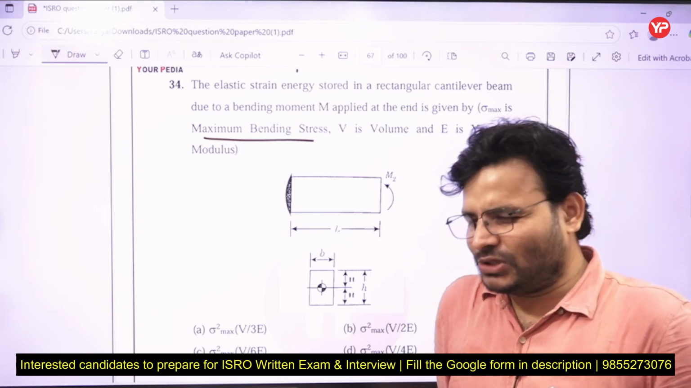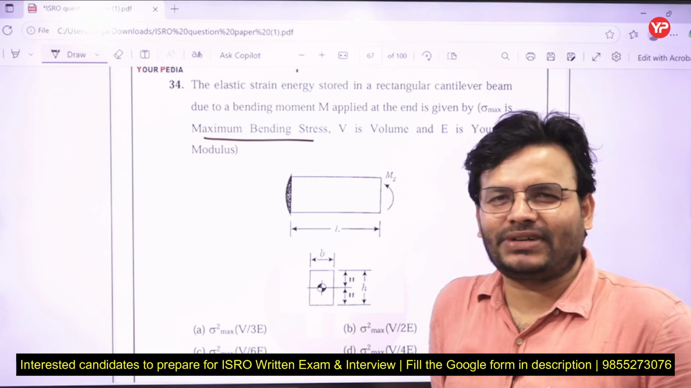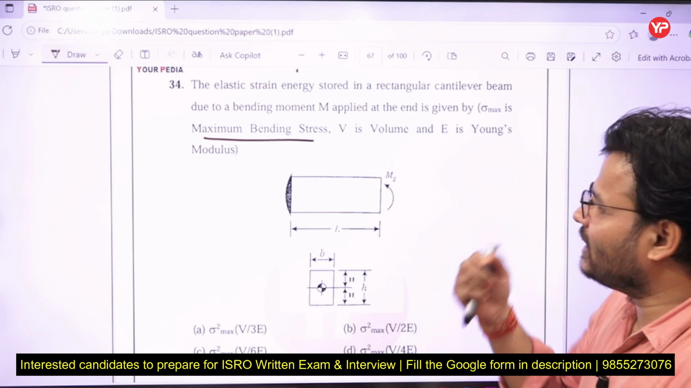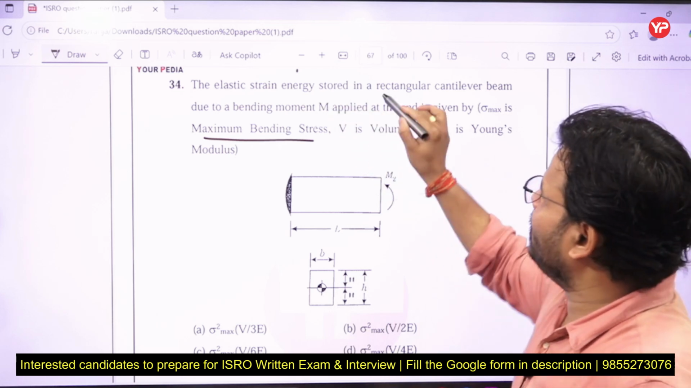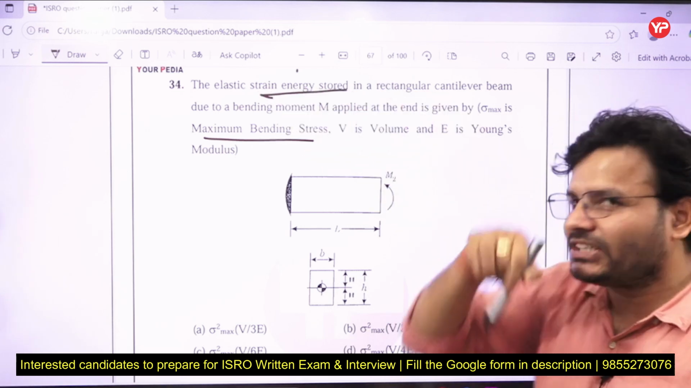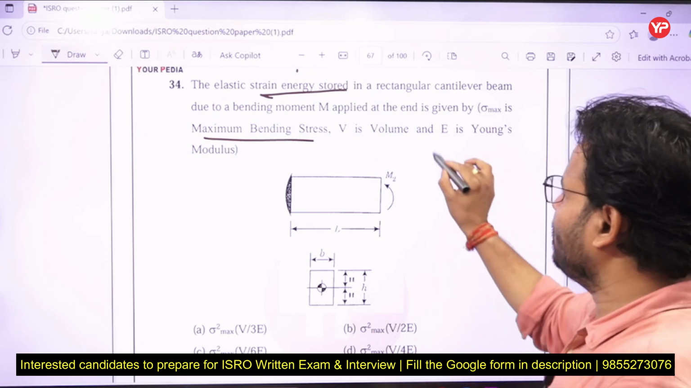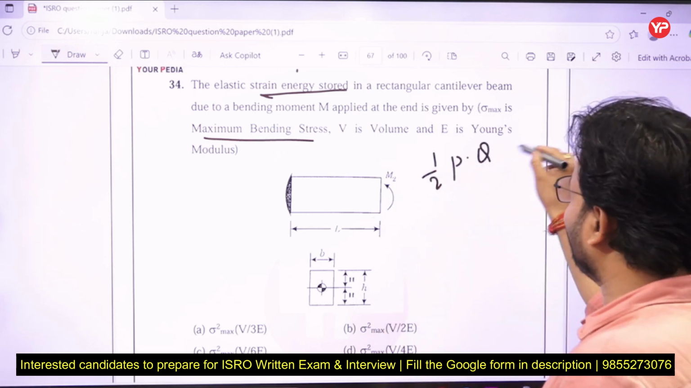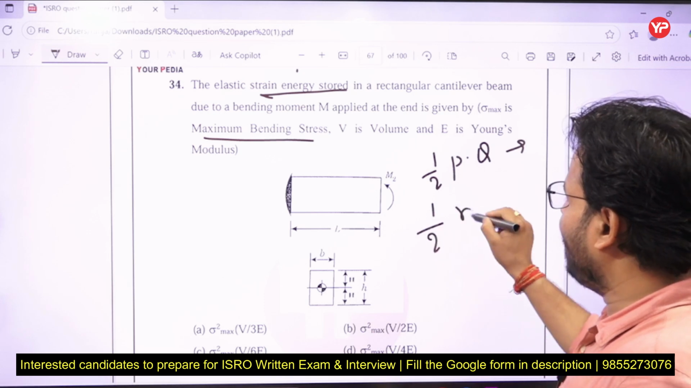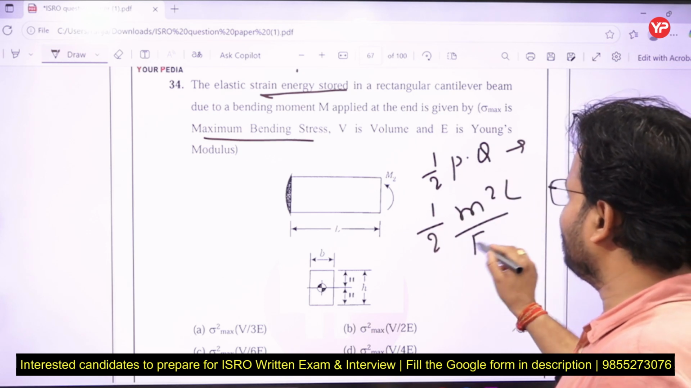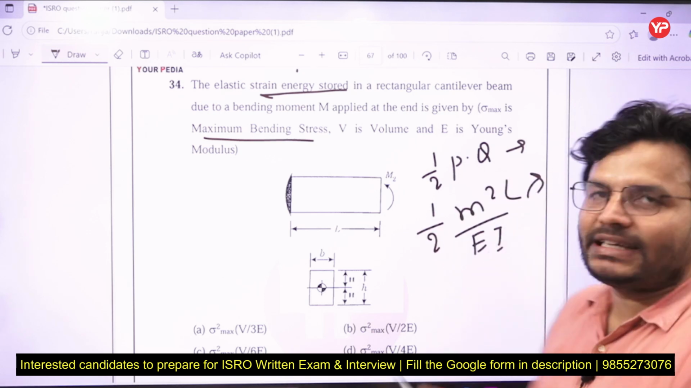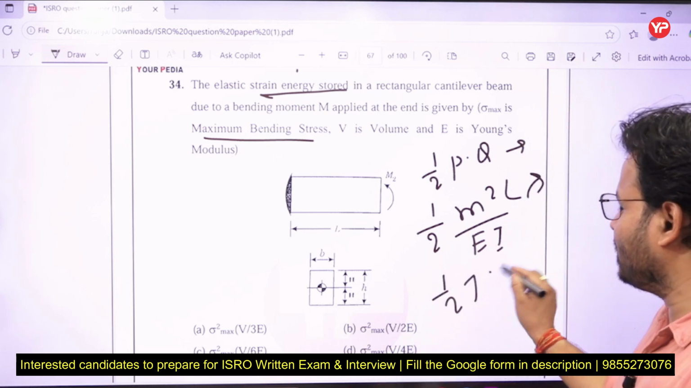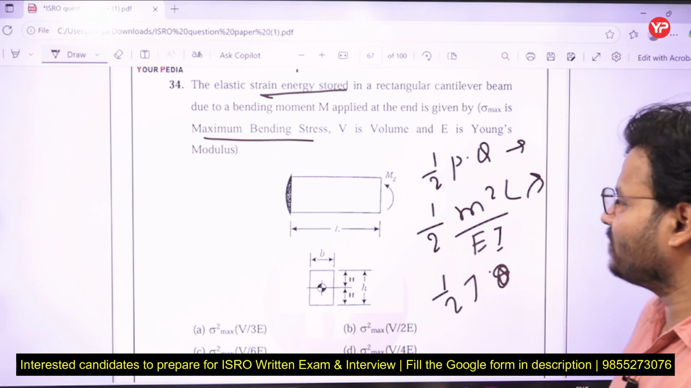It is of two types: one you can say resilience, one you can say toughness. So the question is that here you have to calculate simply the bending strain energy, right? So what is the strain energy, my dear friends? If you remember, half P into theta in case of axial load, half M square L upon EI in case of pure bending, and in case of torsion, half T into theta. So that falls out also.